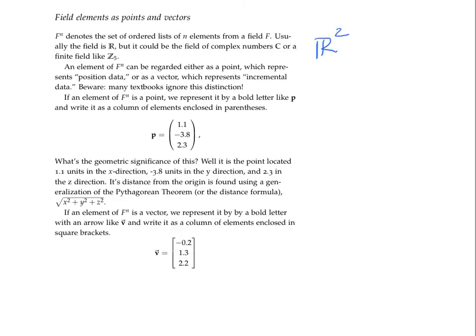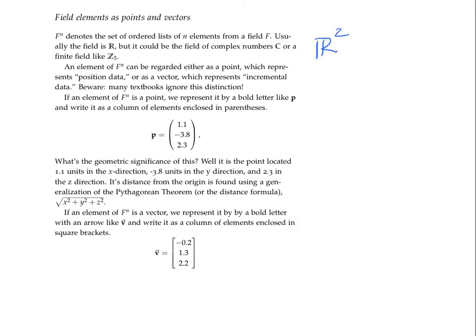When we're looking at a point, we consider that position data. When we're thinking of a vector, that means incremental data. So the components of a vector represent change. The components of a point represent our current status, so to speak. Many textbooks sort of ignore that distinction, that vectors are increments of change and points are sort of our current allocation of resources.